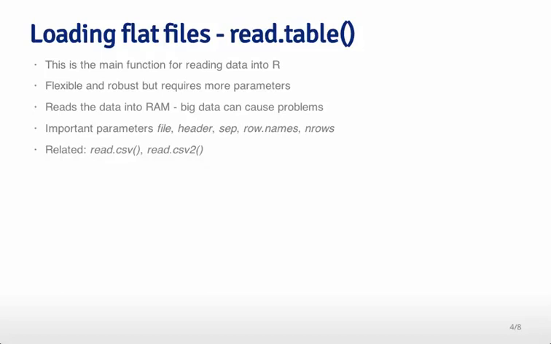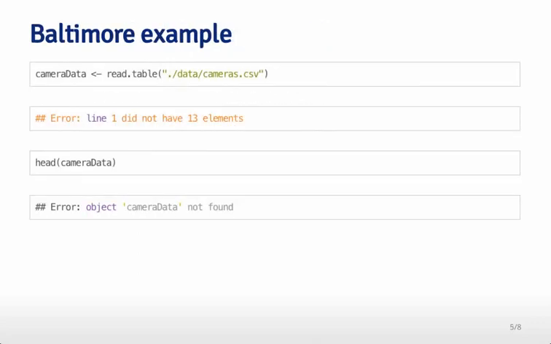It reads the data into RAM, so it reads the data into memory, and so if you have a really, really big data set, it can cause problems unless you read it in chunks. read.table is also probably not the best way to read large data sets in general into R. The important parameters here are what file you want to read, whether it has a header, what's the separation between elements, whether it has row names, and how many rows you want to read. The related functions read.csv and read.csv2 will also be briefly discussed.